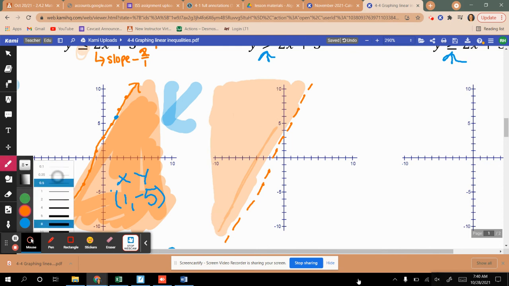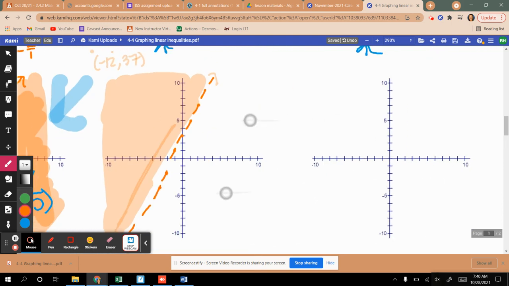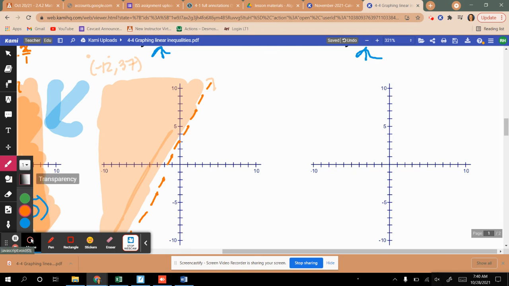Little fun fact, if you chose a point that's not on the graph, so say you chose a point way up here, like negative 12, 37, that would still be a solution. It's not on the graph, but it still would be in the shaded region because these functions go on forever. So anything that is in that region, no matter if it's pictured on the graph or not, could still be a solution. All right, going to our last one on this page.